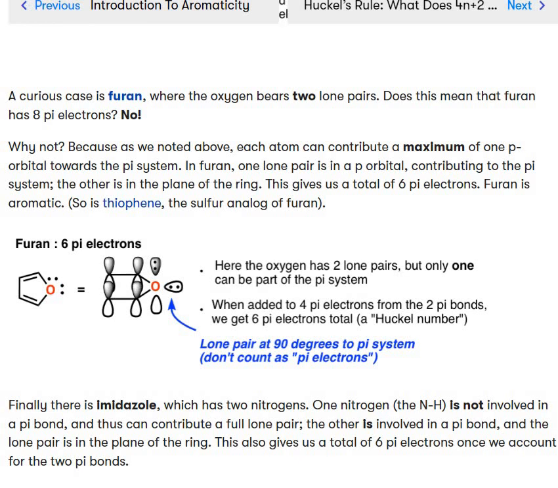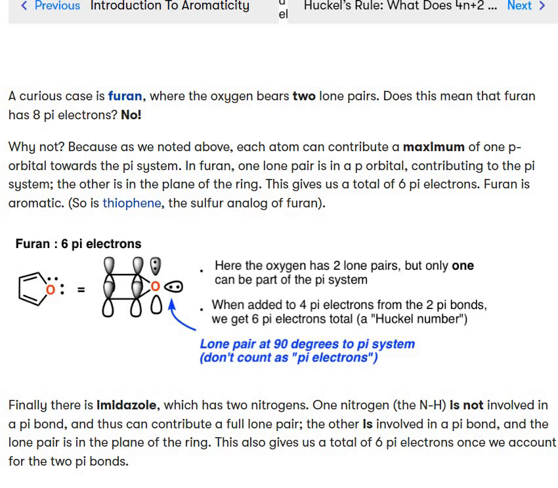So a curious case is furan, where the oxygen bears 2 lone pairs. Does this mean that furan has 8 pi electrons? No. Why not? Because as we noted above, each atom can contribute a maximum of 1 p orbital toward the pi system. In furan, one lone pair is in a p orbital and contributes to the pi system. The other is in the plane of the ring, and this gives a total of 6 pi electrons.